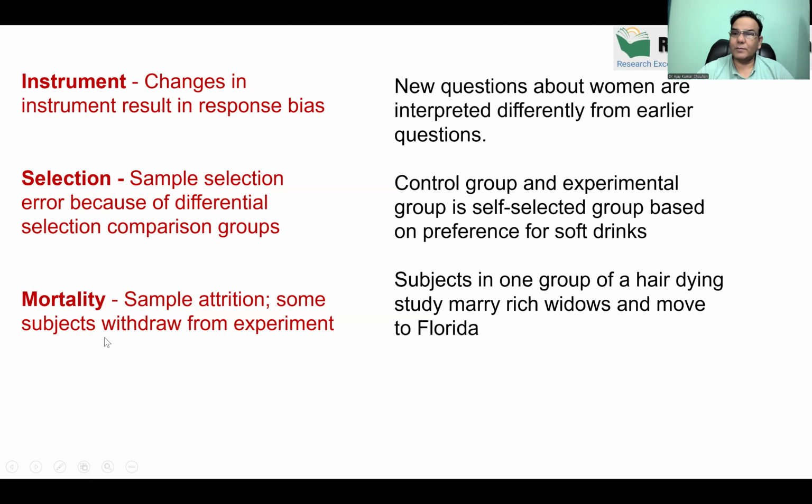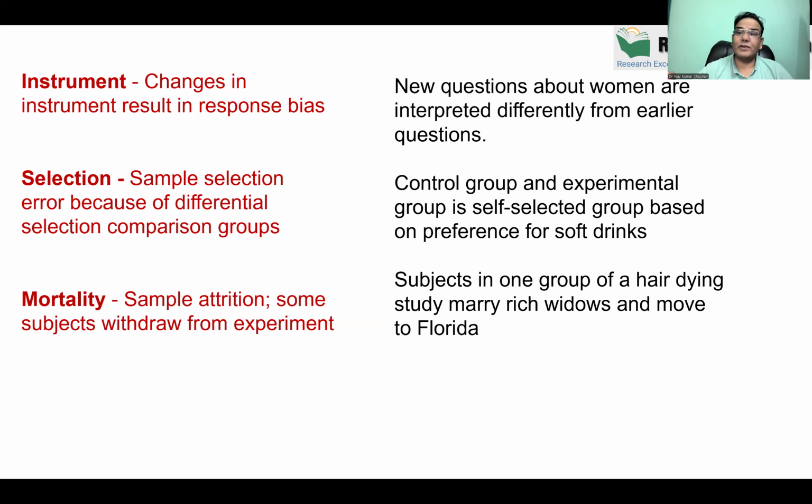Mortality means sometimes some of the people leave the experiment in between because of death, willingness, unwillingness, whatever it may be, but they withdraw from the experiment. In that case, you have to include other participants for measurement. So this is called mortality. These are some of the problems which may come.